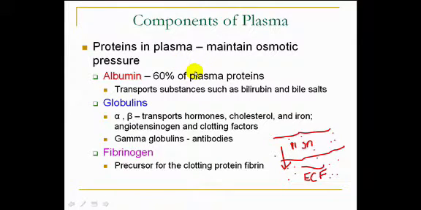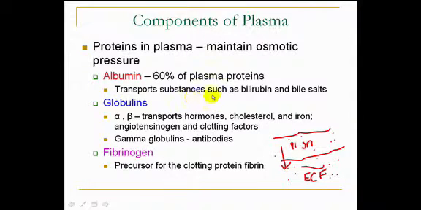Now, of your plasma proteins, the majority of them are albumin. So 60% of the plasma proteins circulating in the blood would be albumin. Albumin plays a role in not only maintaining osmotic pressure, but it can also transport certain substances. We learned about substances that aren't water soluble. They won't travel in the blood very well, so they have to be carried in the blood by a carrier.